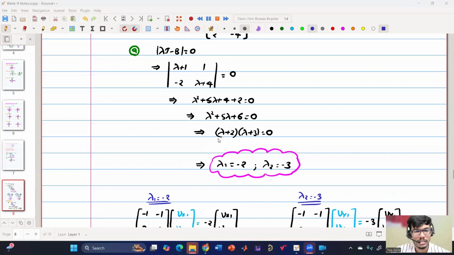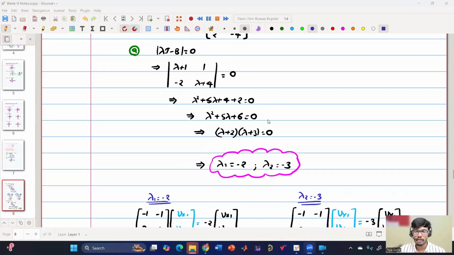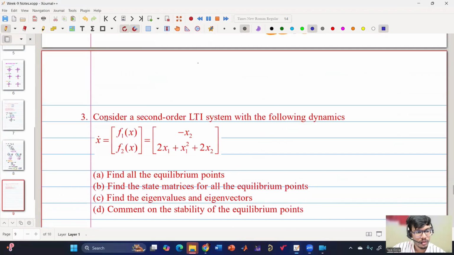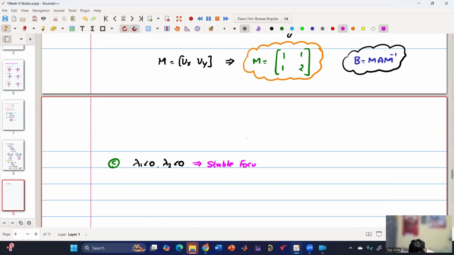Okay. So now let us go to the C part. C part is find the stability of the equilibrium points. So tell me for this B case, whether it is stable node, stable focus, unstable node, unstable focus, saddle point. What is it? Stable. Yes. So this is stable. So it is stable node because lambda 1 and lambda 2 both are negative. Lambda 1 is less than 0. Lambda 2 is also less than 0. So it is called stable focus. Sorry, stable node because it is real.